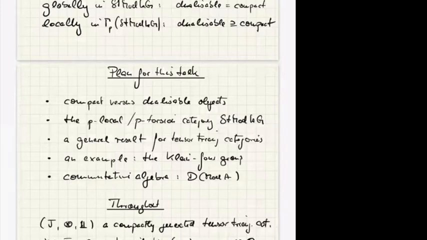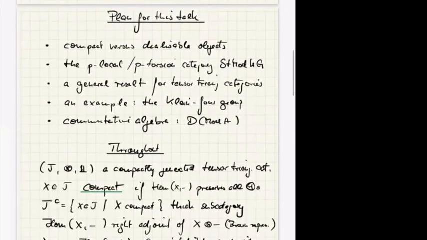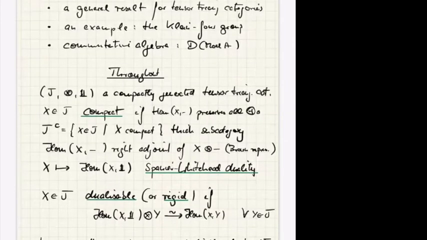And now let me fix a little bit more of notation and terminology. Throughout, we have a compactly generated tensor triangulated category, T. The unit is denoted by 1. I recall that an object is compact if the representable functor, the covariant functor, preserves all coproducts or direct sums in this category. Compactly generated means that we have a set of compact generators for that category. Usually one denotes by T^c the subcategory of compact objects. It is a thick subcategory, and it is an essentially small category.